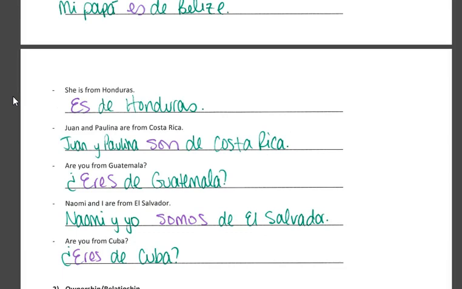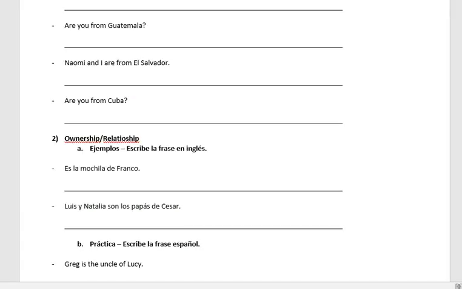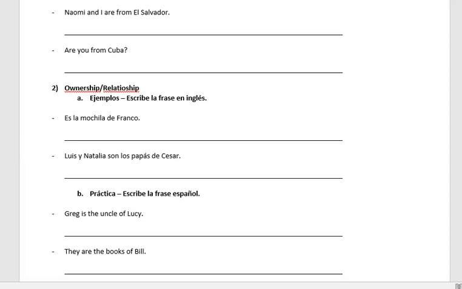Juan and Paulina are from Costa Rica. Juan y Paulina son de Costa Rica. Are you from Guatemala? Eres de Guatemala. Naomi and I are from El Salvador. So Naomi y yo makes we, so it's somos de El Salvador. And are you from Cuba? Eres de Cuba. So make sure, muchachos, if you have any questions on any of these, you let me know. It's super importante.